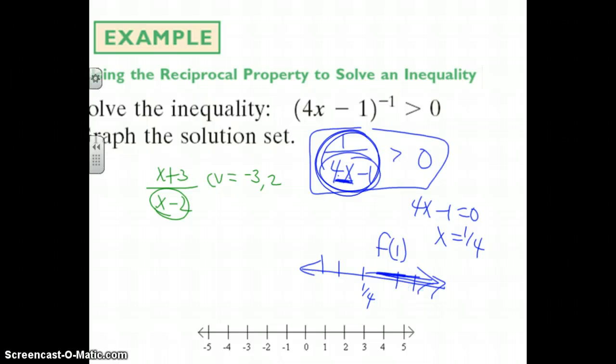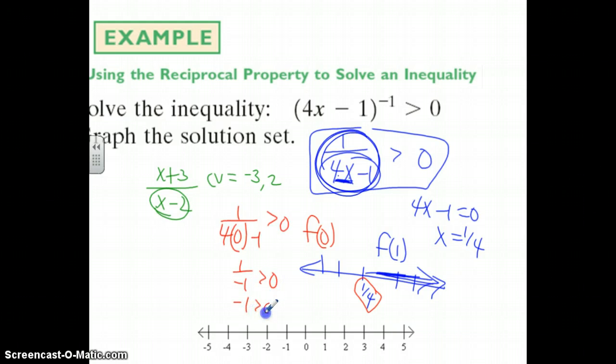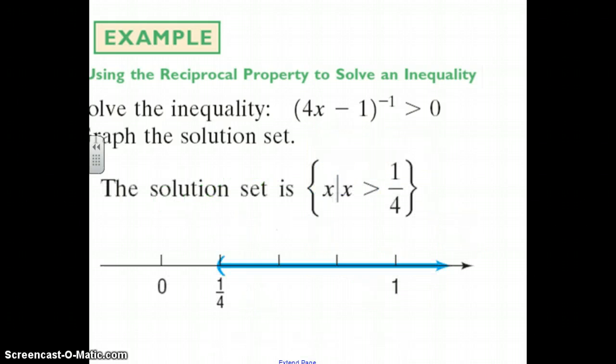Let me just check to make sure that this is false over here. So we'll try f of 0, which is to the left of my critical value, 1/4. If I plug in a 0 here, I get 4 times 0 minus 1, which is negative 1, and this is going to be a false statement because negative 1 is not greater than 0. So I know everything over to the left is false. And I'm going to use a bracket because it's not equal to it. So everything that's greater than 1/4 is my solution. And again, the author agrees. I would probably write this as 1/4 to infinity, and I can't include the infinity.